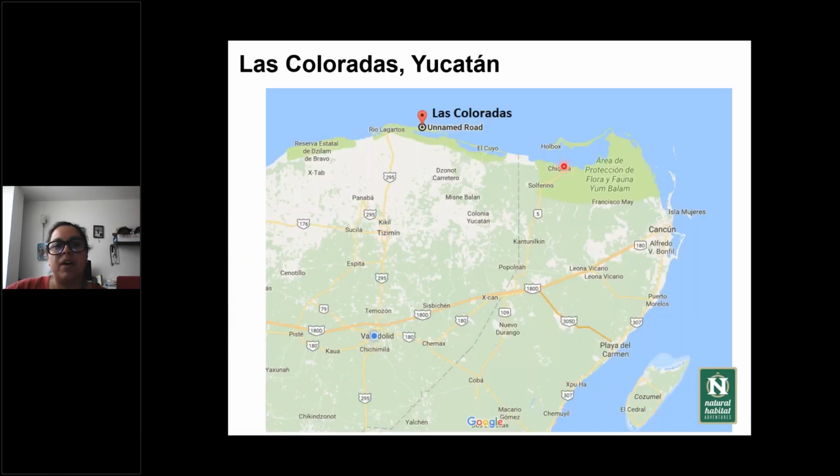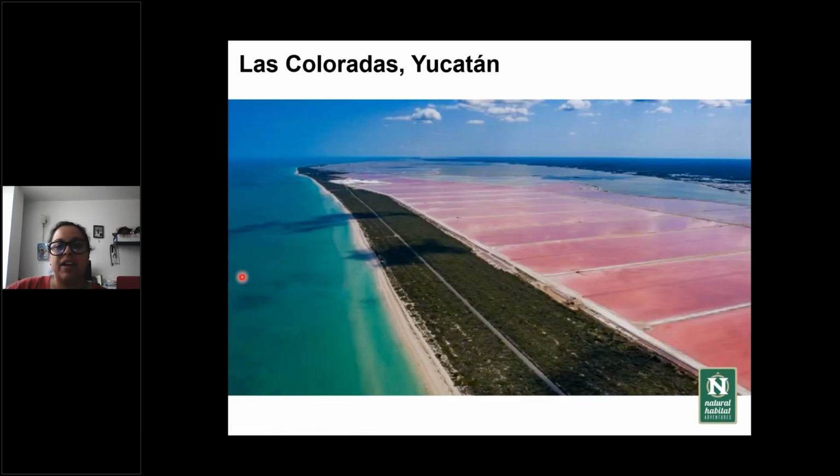So what I'm going to talk about in Yucatan is a place named Las Coloradas, right on the north of Yucatan, very close to the Quintana Roo area and the Caribbean Sea. Las Coloradas is nothing more than all these ponds that are used to take salt from the seawater. But well, it's a beautiful scenery.